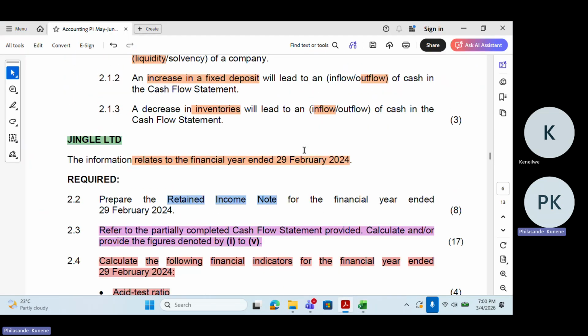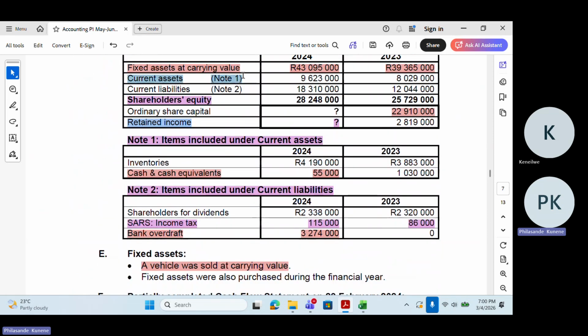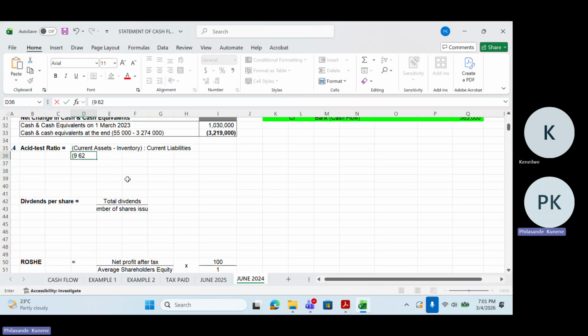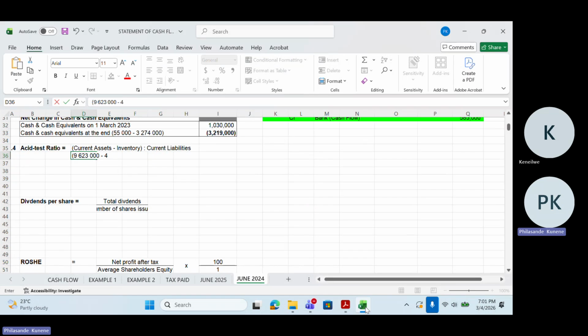So now, current assets minus inventory. Let's go and check. That's why they gave you note 1, which is the breakdown, so that you can see how much is inventory that you need to subtract. You see now the reason why they gave you that breakdown. Our current assets are 9,623,000 rand, then minus the 4,190,000 rand. And then it is to current liabilities. How much are my current liabilities?